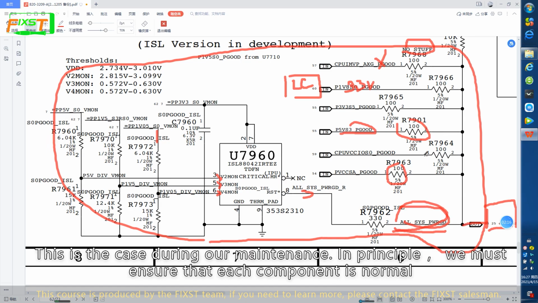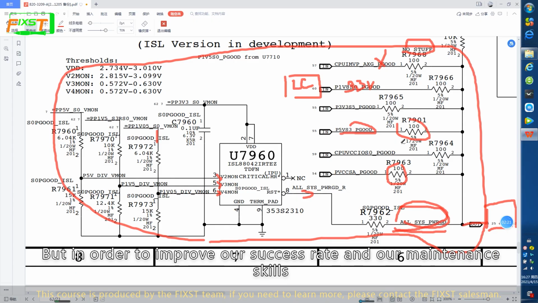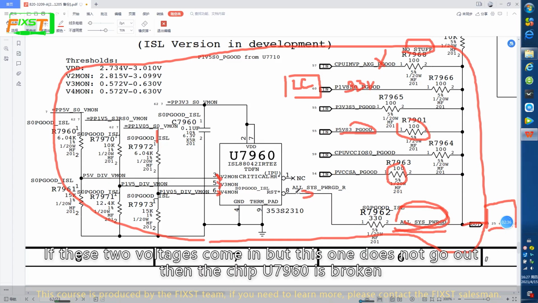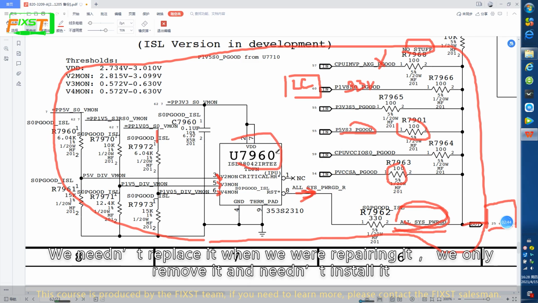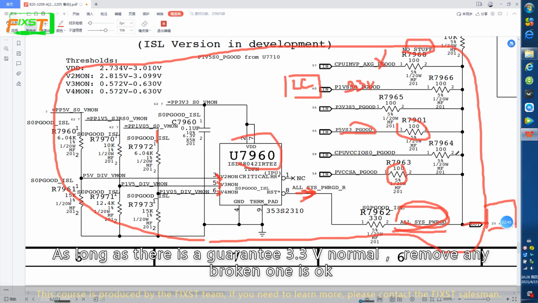This is a case during our maintenance. In principle, we must ensure each component is normal, but in order to improve our success rate and our maintenance skills, most of the time the U7960 is broken. It is the same situation. If this 2 voltage comes in but this one does not go out, then the chip U7960 is broken. We need to replace it when we are repairing it. We only remove it and needn't install it. As long as there is a guaranteed 3.3 volt normal, removing any broken one is okay.